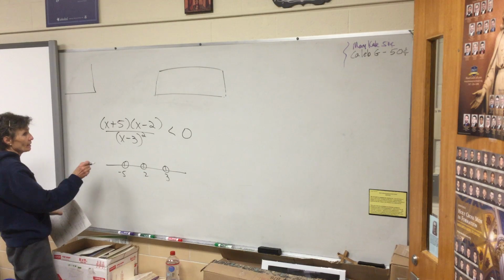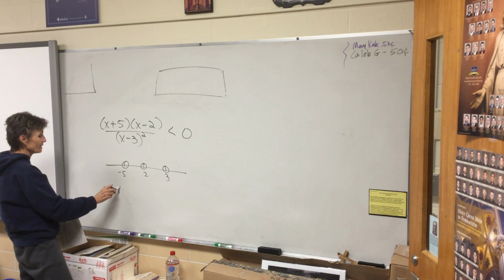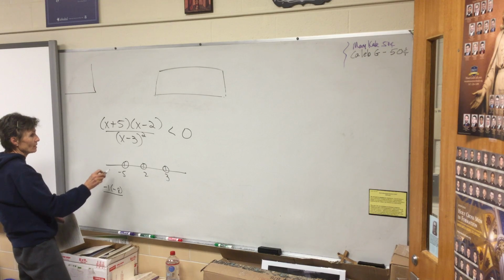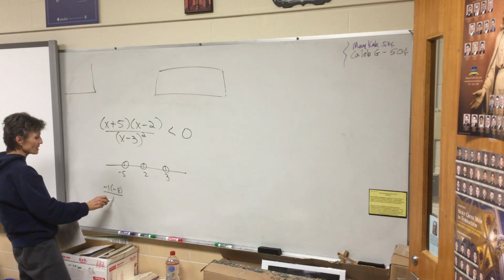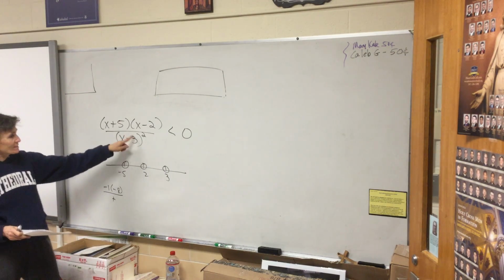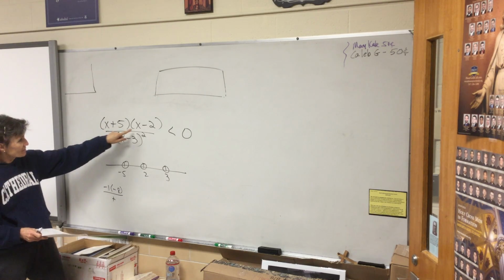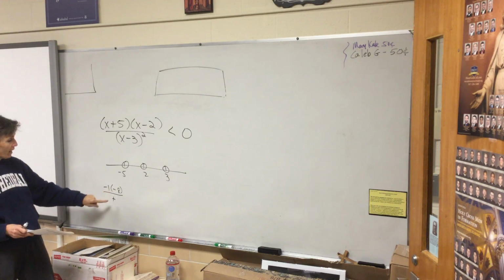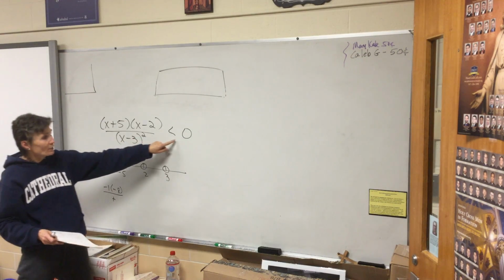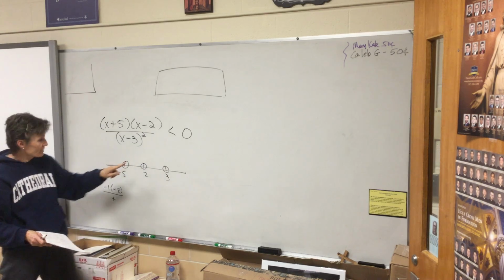So, I guess I'll try -6. That's going to give me -1 times -8. Now that's squared, so that's going to be positive something. It doesn't really matter to me what it is. That's always going to be positive on the bottom. So when I put in a -6, I actually come up with a positive answer, which is not the kind of answer that I want. So this is not shaded.